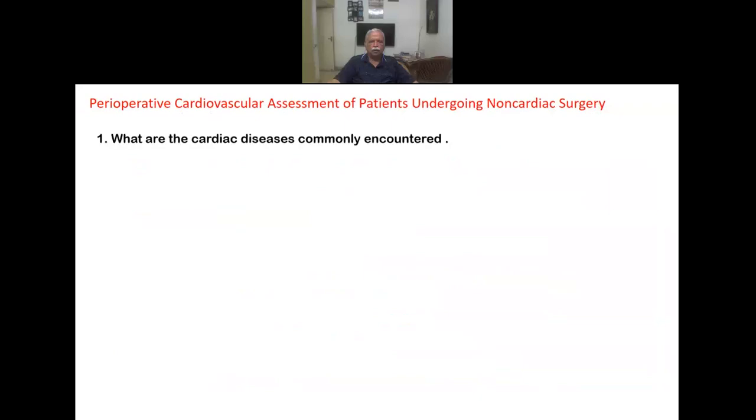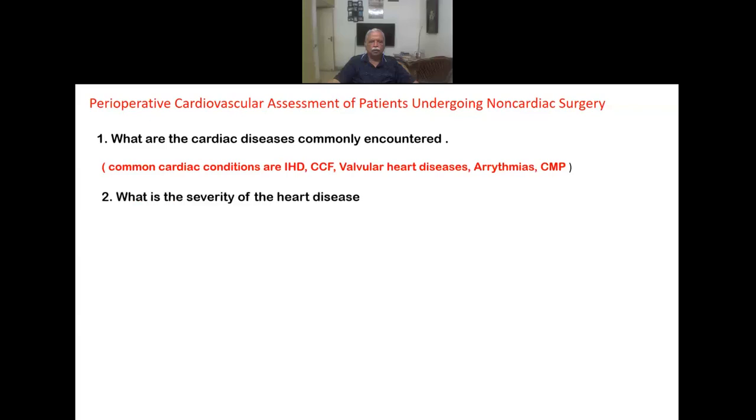The first question is, what are the cardiac diseases commonly encountered? So that you have to first know. The common cardiac conditions are ischemic heart disease, congestive cardiac failure, valvular heart diseases, arrhythmias, and cardiomyopathies. These are the 5 common cardiac conditions for which a patient may come for an incidental surgery. Now, what is the severity of the heart disease? Once you know the patient has a heart disease, the first thing we would like to know is how severe the heart disease is. Is it mild, moderate, or severe? Whether it is compensated or decompensated. That is the answer that we want to get.